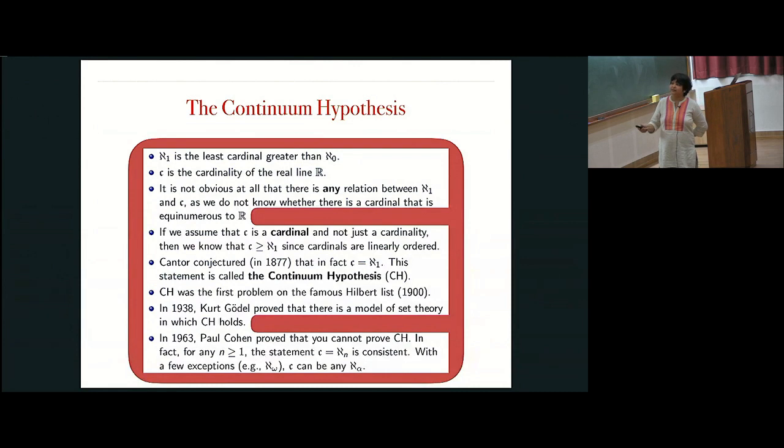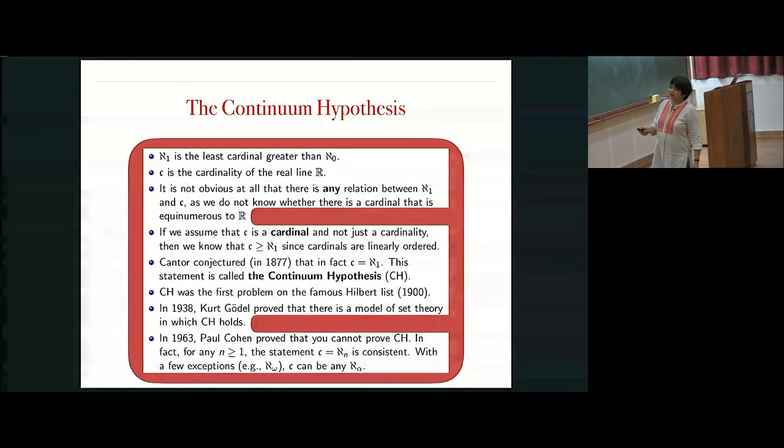Now if we assume C to be a cardinal number, not just the cardinality of the reals, then we can safely say that C is greater or equal to Aleph 1, because Aleph 1 is the least uncountable cardinal, and the cardinals are linearly ordered. So Cantor conjectured in 1877 that C is in fact Aleph 1. When there is a conjecture, the next question is: can we prove it? Is there a proof of this conjecture?